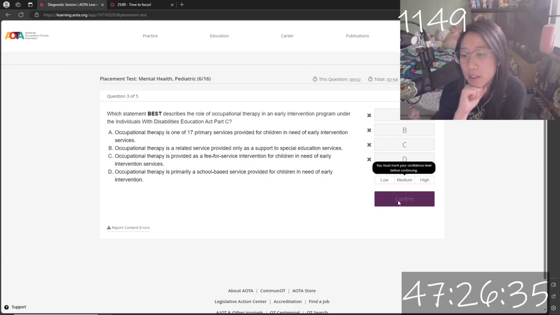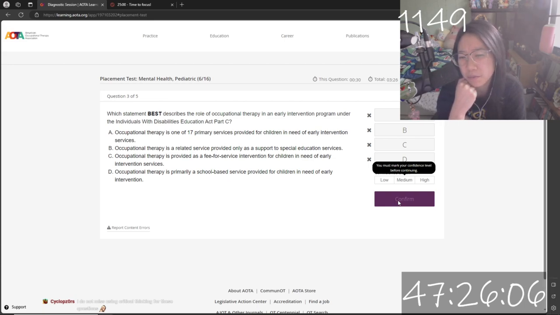Which statement best describes the role of OT in an early intervention program under the Individuals with Disabilities Education Act Part C? I hate these very specific questions. OT is one of 17 primary services provided for children in need of early. No. Is a related service only as support? No. Is provided as a fee for service intervention for children in need. Is a school-based service for. I don't know. I don't like any of these.